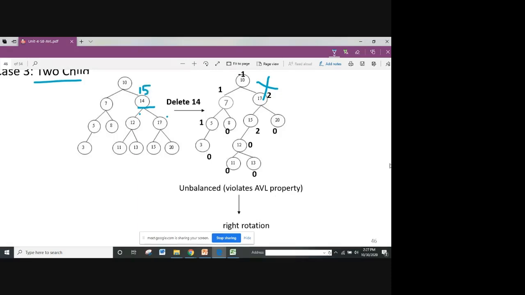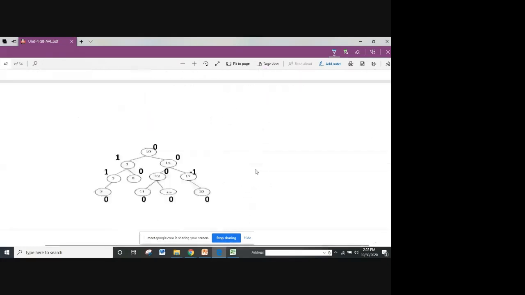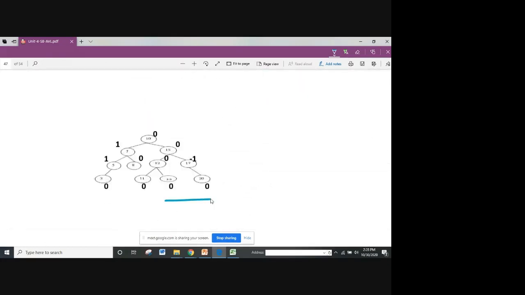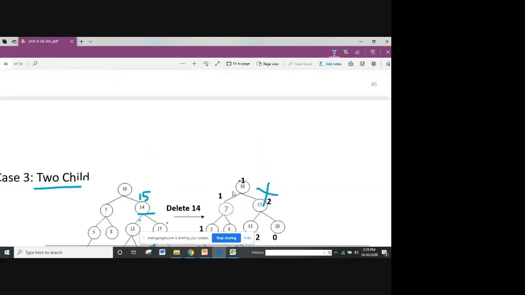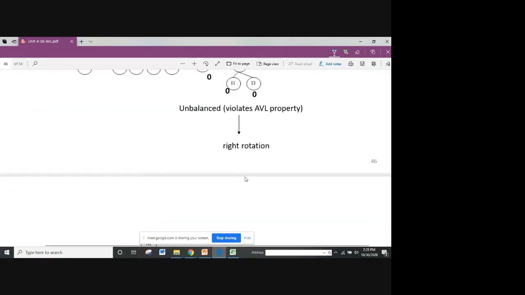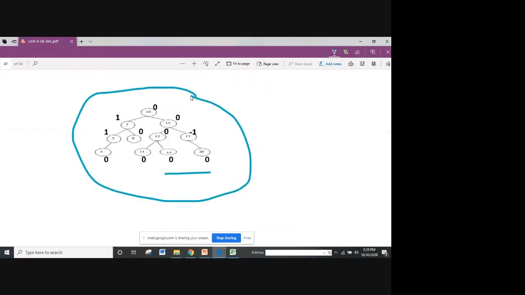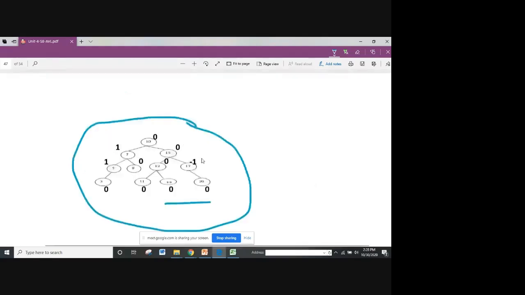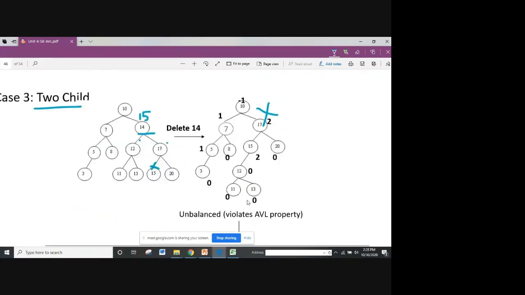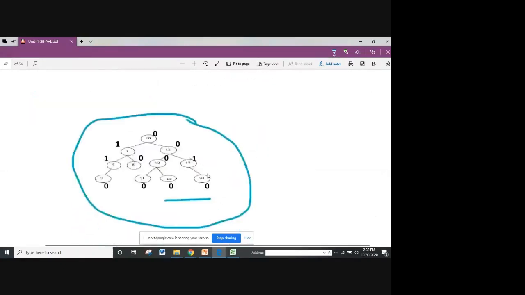After that you have to do a rotation, because the property is violated, because this 15 will go away and you'll be getting 15 here unbalanced. So you have to do the rotation, either left or right, and finally make it a balanced one. That's all. Yes, this is actually the perfect thing, we'll correct it. The thing is, after deleting, if it is unbalanced, make it a balanced one.